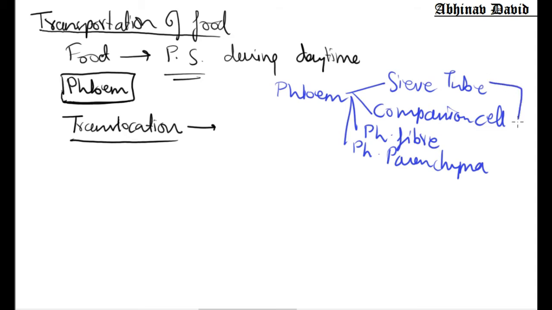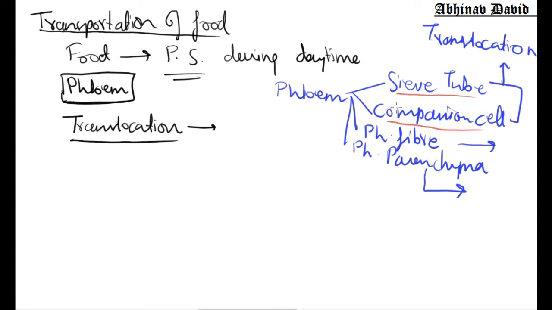The first two components are used in translocation. The fibers give mechanical strength, and the parenchyma, as you know, stores food. So we will be dealing with the first two components, the sieve tube and the companion cell. They are used by the plants for transportation of food. Now let us try to understand how the food is transported.